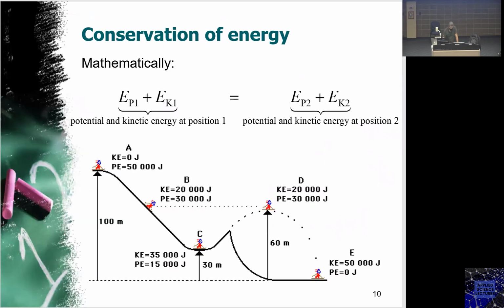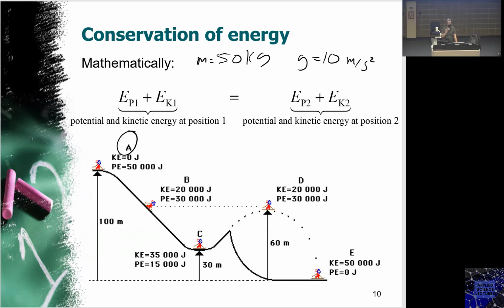Okay, so let's look at this example here. If we have a girl that has a mass of 50 kilograms, and we assume that the acceleration is 10 meters per second squared for simplicity, then right at point A, if you calculate the gravitational potential energy, you will find that the energy is 50 kilojoules. Since the girl is standing there, she's at rest, her kinetic energy is 0 joules.